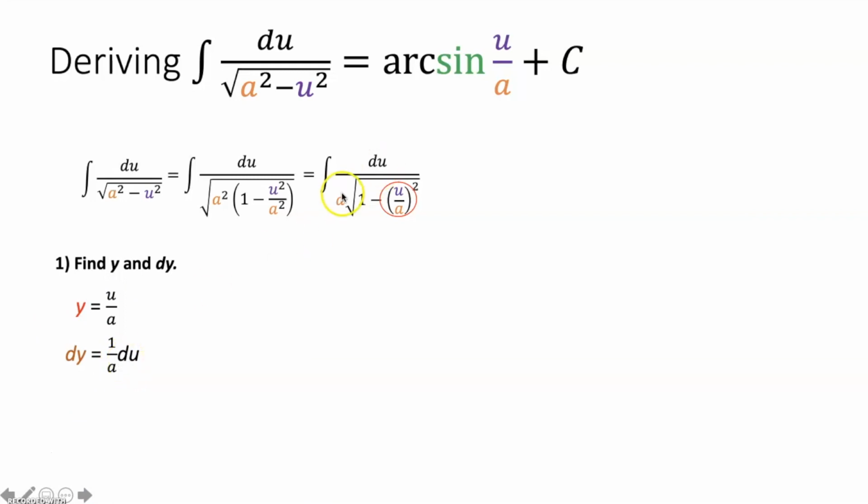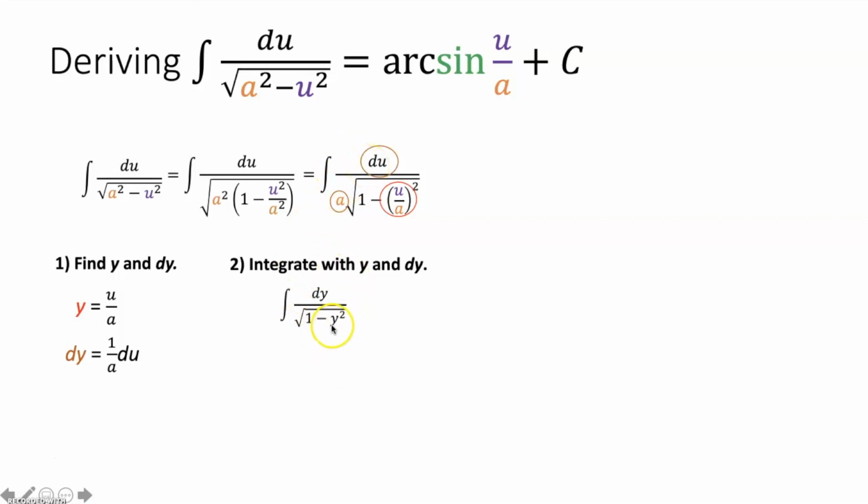Well, we look at the problem. We have a 1 over a, because our a is in the denominator, du. So we can substitute in dy for that du over a. Now all we have to do is rewrite this integral in terms of y and dy and integrate it. So y, we said we're going to substitute in for u over a. Dy, we're substituting in for 1 over a du.